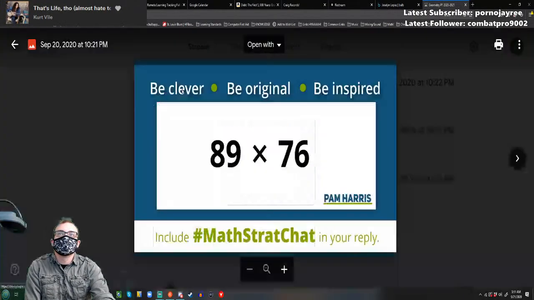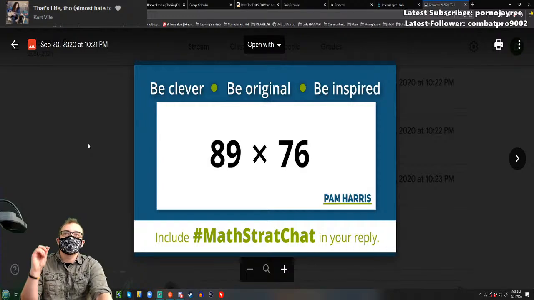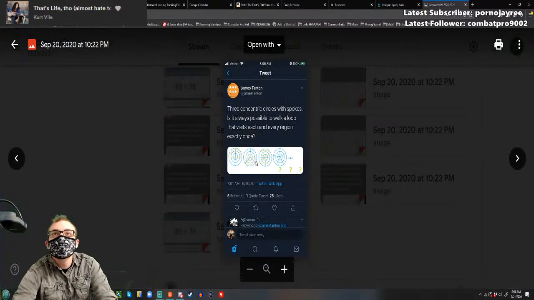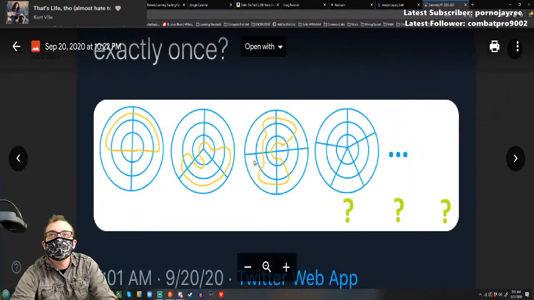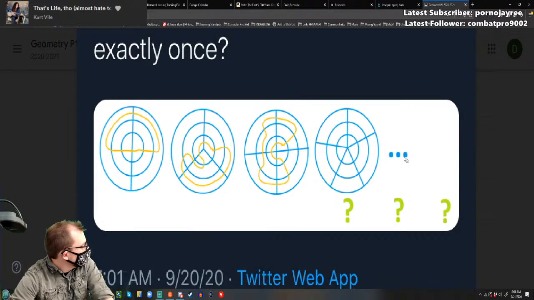I got some problems for you that you can look at. 89 times 76, like how would you go about it? What's the most clever way you can think of to go about that? We've got some questions like this. Here's some concentric circles. Is it always possible to walk through each path only once by making a loop somehow? And they give you different ways of doing it.